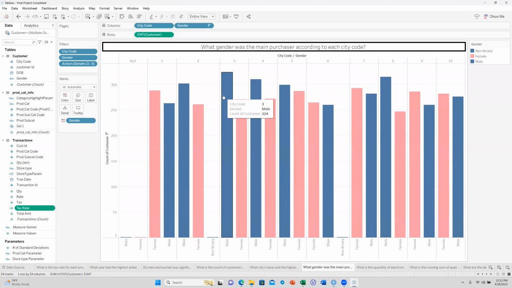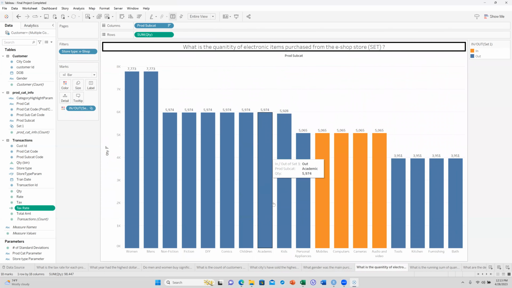And this one shows what gender was the main purchaser according to each city code. I think this graph is pretty cool because it depicts not only the gender of each city code, but what we can draw from it is that maybe within city code 3, for instance, males are the main purchaser within that city code. However, we want to increase sales among females. So what we can do is more targetedly advertise to females within city code 3.